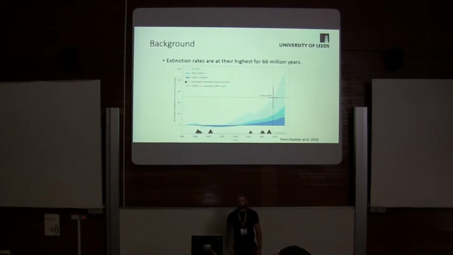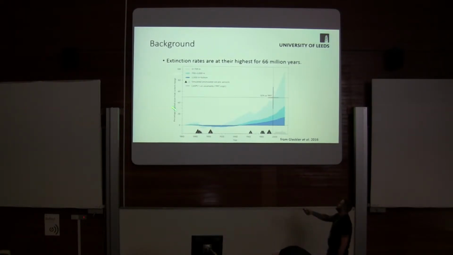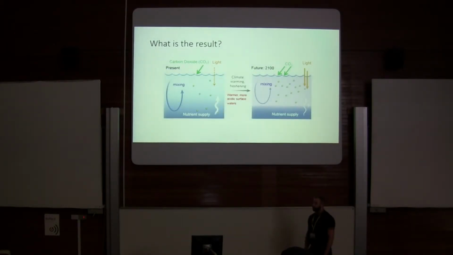So the background is that, as we know, extinction rates are the highest for the Cenozoic period, and it's been accompanied by a steady rise in oceanic temperatures for the last 2 decades, at least since the Industrial Revolution. And models are showing us that over 90% of the global warming we've experienced since the 1970s has gone directly into the oceans. So what's the result of this warming?